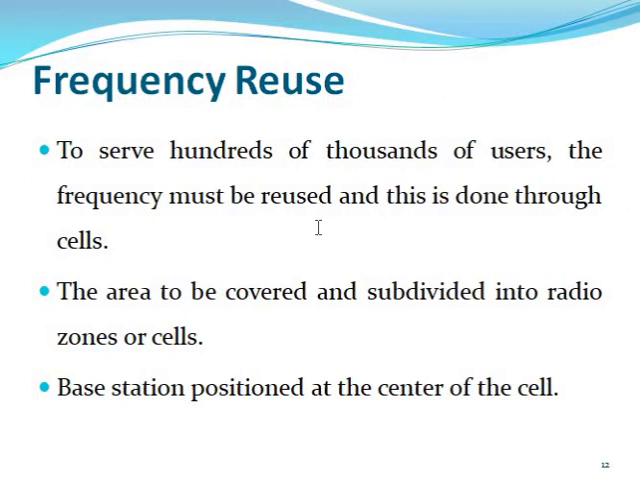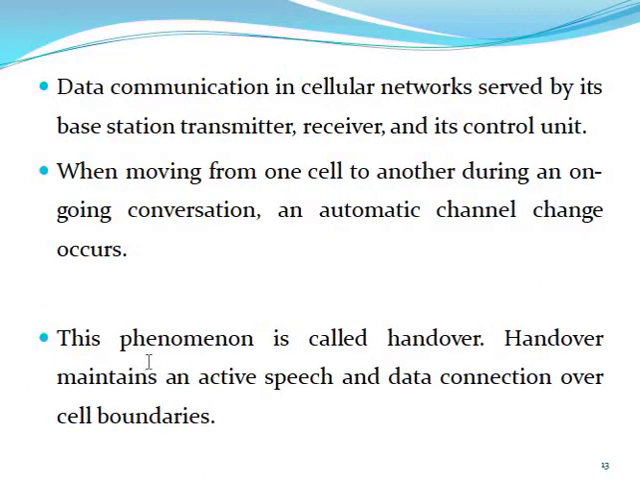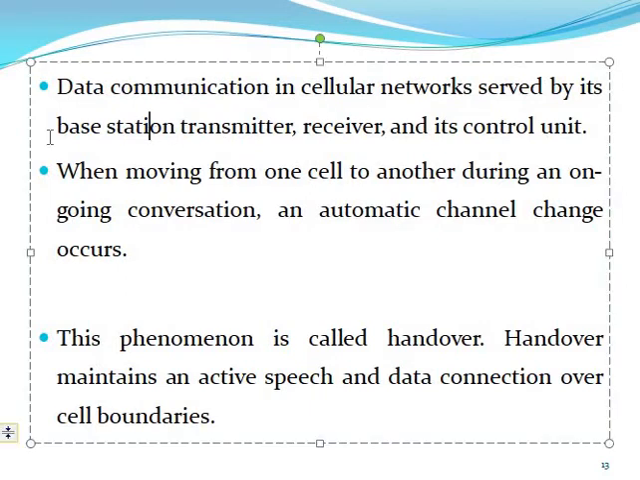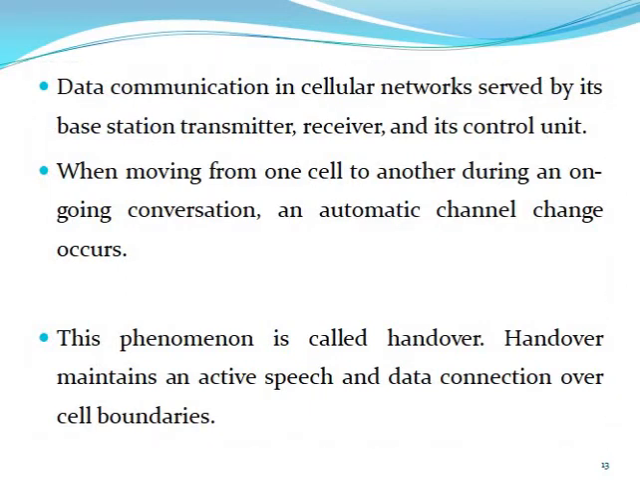Because the frequency is divided into sub zones, this is the frequency reuse. The data communication in the cellular network is served by the base station for the transmitter, receiver, and the control. So how can you communicate? The data communication in a cellular network is based on the base station. The base station is an important part, because it communicates with the transmitter, receiver, and the control unit. When moving from one cell to another cell during an ongoing conversation, the automatic channel change occurs. So this is the importance.